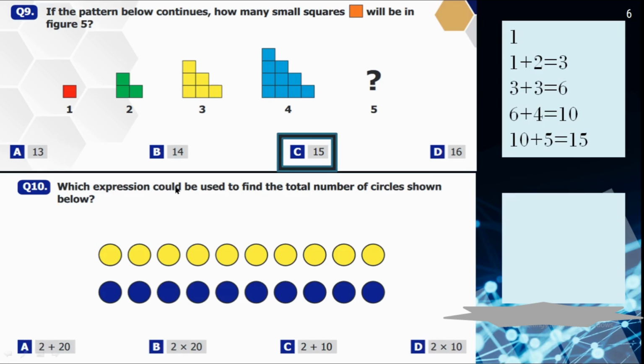Question number 10. Which expression could be used to find the total number of circles shown below? So for that purpose, we'll count the number of circles first. 1, 2, 3, 4, 5, 6, 7, 8, 9, 10. And 2 rows are there, so 10 twos are 20.